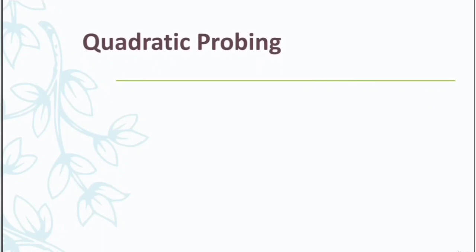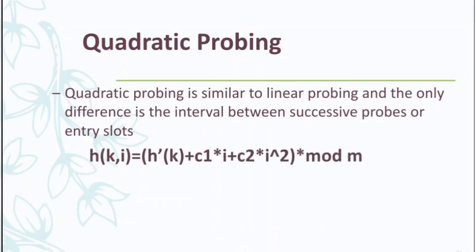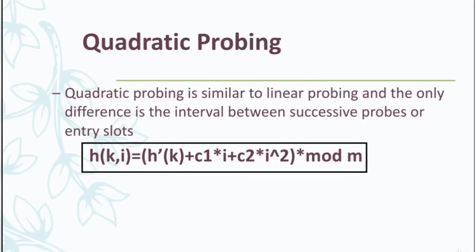So let's move forward to the next point, that is quadratic probing. So basically quadratic probing is similar to linear probing, and the only difference is the interval between successive probes of entry slots. So basically the hash function for quadratic probing is h of k comma i equals h dash of k plus c1 into i plus c2 into i square, mod m. So this is the hash function for quadratic probing, where h dash of k is k mod m and c1 and c2 are not equal to 0.